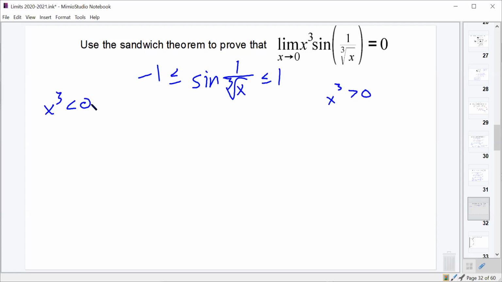So if x cubed is less than 0, what does that tell you about x? x is less than 0. And if x cubed is greater than 0, that tells you that x is greater than 0. True?